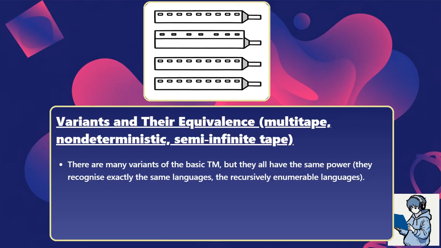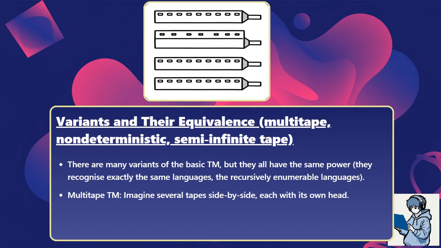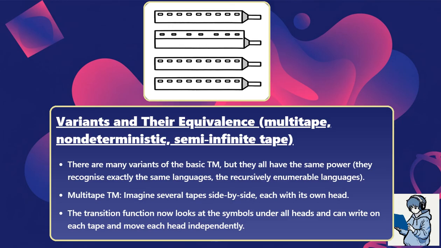There are many variants of the basic TM, but they all have the same power. They recognize exactly the same languages, the recursively enumerable languages. Multitape TM: imagine several tapes side by side, each with its own head. The transition function now looks at the symbols under all heads, and can write on each tape and move each head independently.